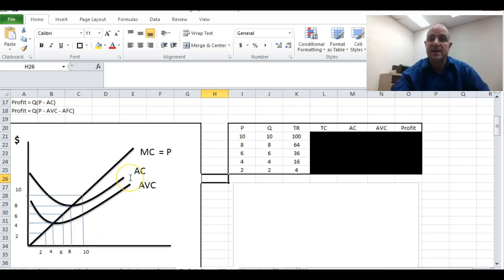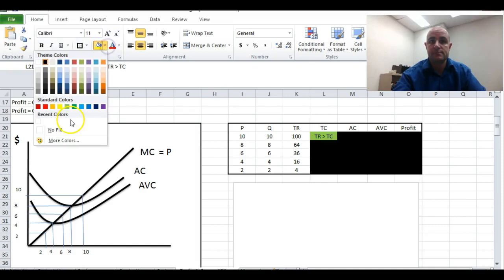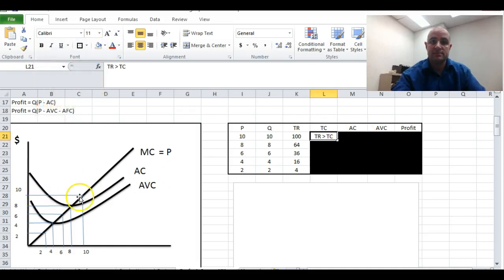So the other thing to remember is that any average is a total divided by the quantity. Right? And so as long as the price is greater than the average cost, that means that the total revenue is going to be greater than total cost. Okay. So at this point here, total revenue greater than total cost. Now, that also goes along hand in hand with the price being greater than the average cost.